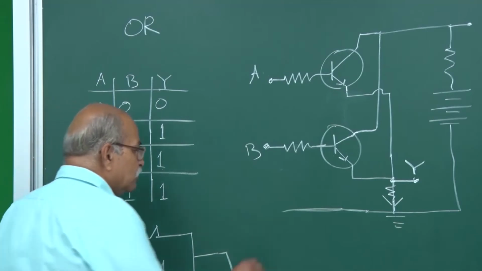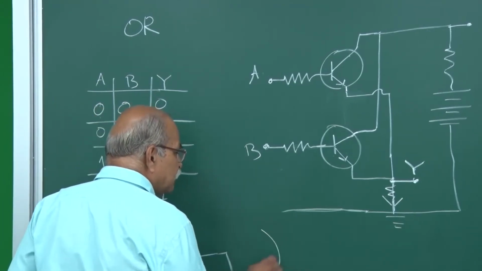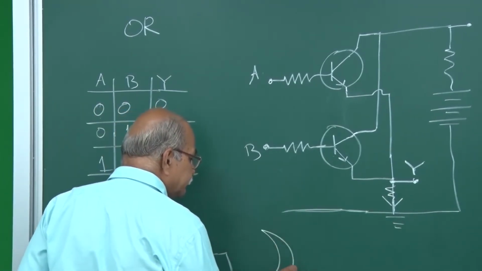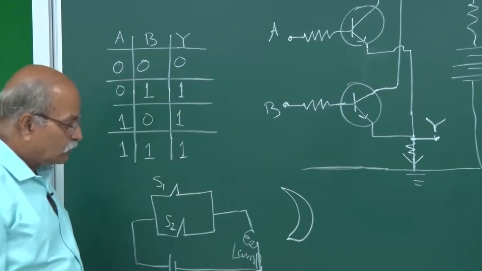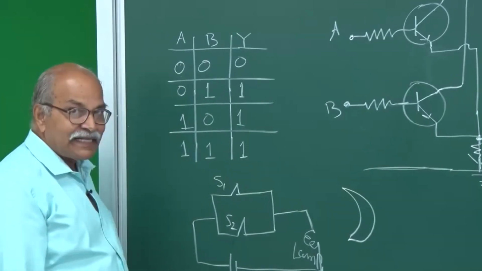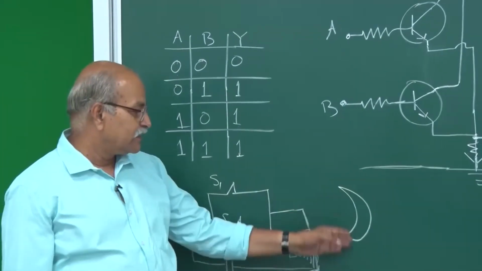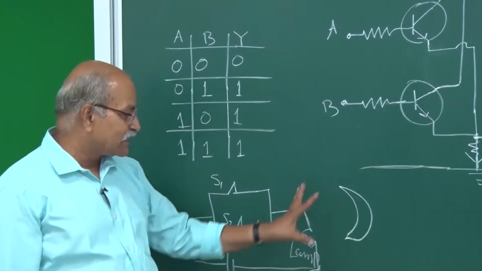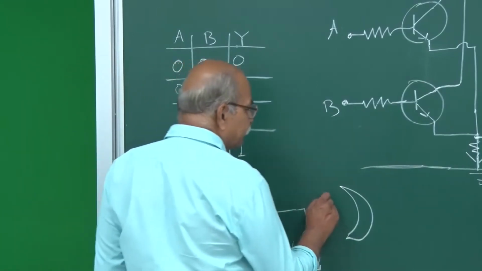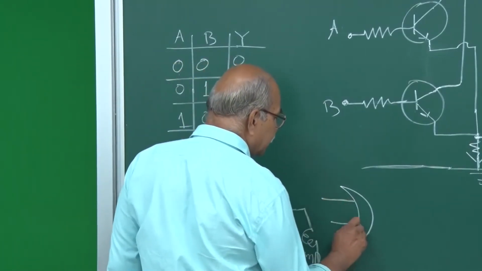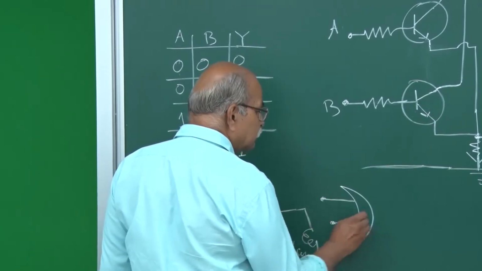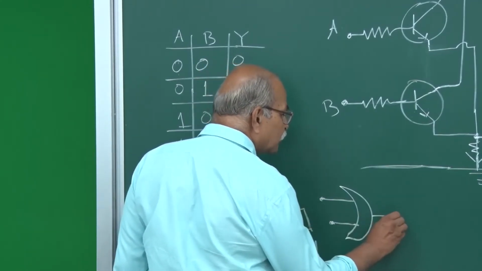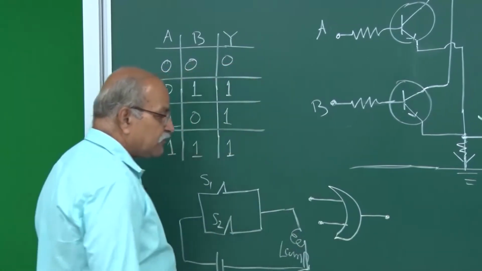What is the symbol for OR? The symbol for OR is like a, what is it, concavo-convex lens. Okay, it's a concavo-convex lens. So that's the kind of symbol, and you put two input lines. These are the input points, and then you take another line. This is the output point. So that is the symbol for OR.